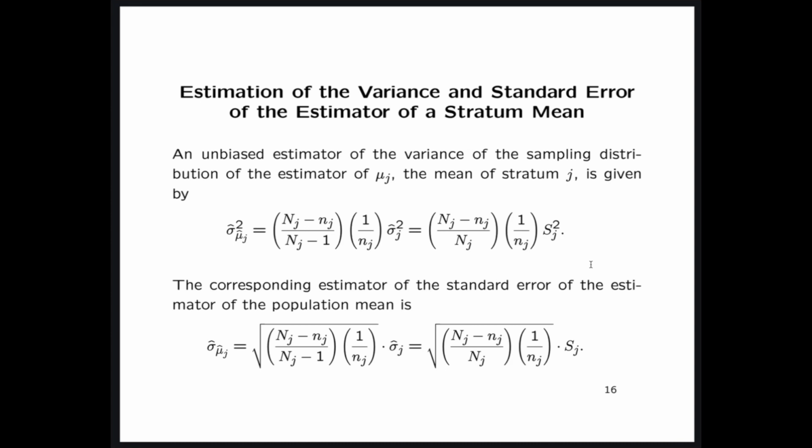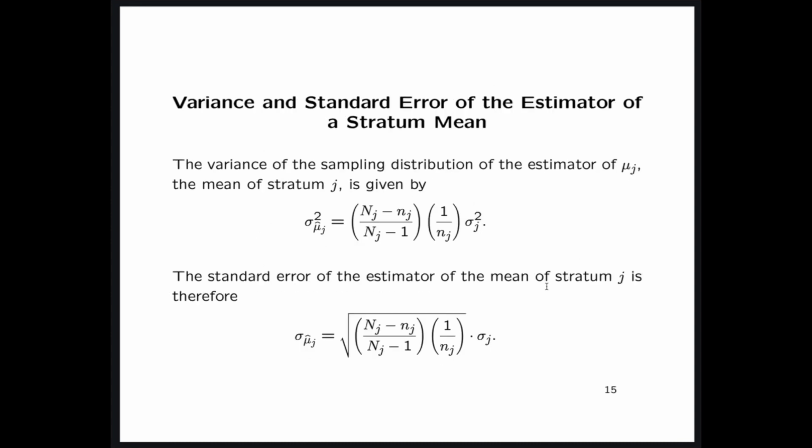Okay, now the problem is, let me go back. The problem with these formulas is that we don't know the population or the stratum variances. We don't know the overall population variance, and in most cases we will not know the true stratum variances, and so we can't calculate the variance nor the standard error of mu hat sub j exactly. And so what we have to do, clearly, is come up with estimates for the variance and standard error of mu hat sub j.